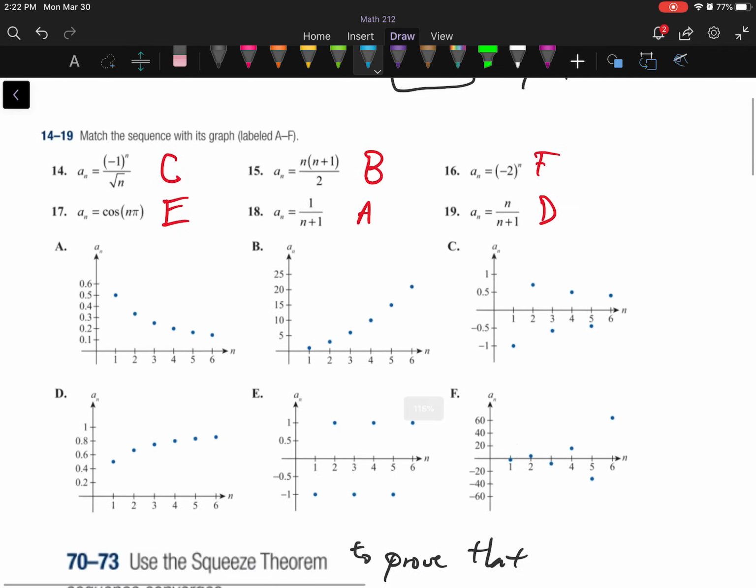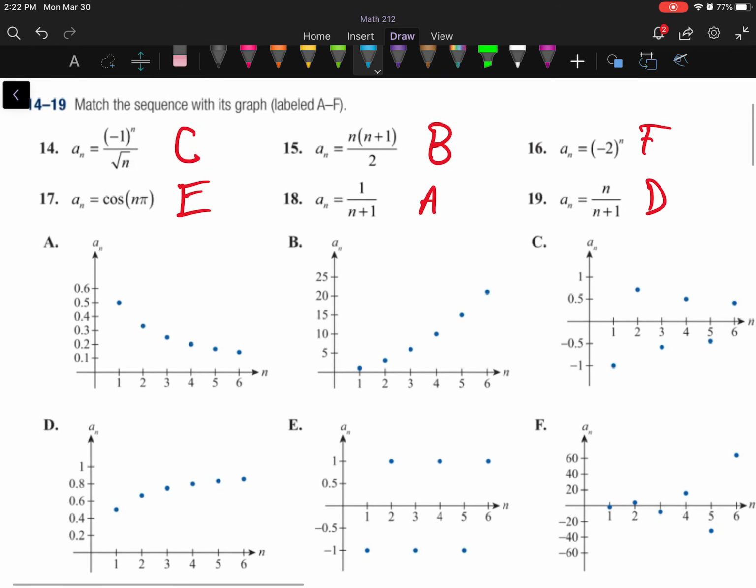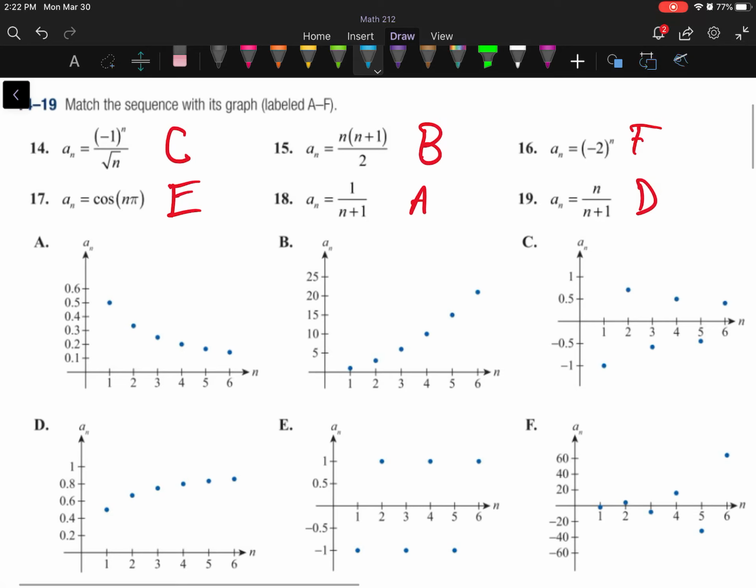The first set of questions here is about matching the various sequences that we had. So we're going all the way back to chapter 10.1. These are just sequences. We're not adding them up, they're not series. We're just looking at the trajectory of the dots as n increases. And here are the answers that I got.